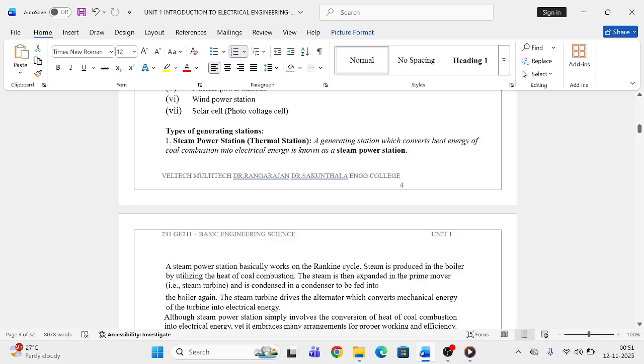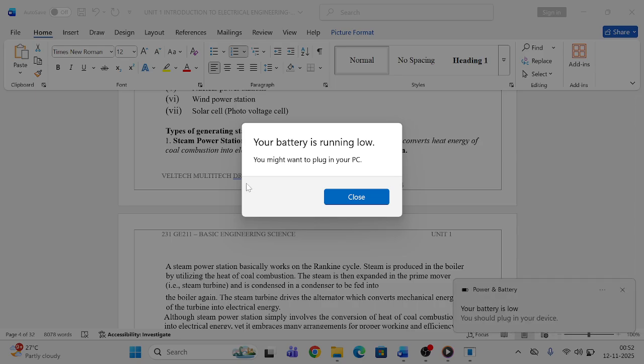This steam power station is also called as the thermal power station. Here there are four processes involved in this steam power station. First one is here the water is heated in a boiler to form steam. Then the high pressure steam is used to rotate the steam turbine which produces mechanical work. Then the exhaust steam from the turbine is condensed back into water in a condenser. Finally water is pumped back to the boiler to repeat the cycle. It works on the Rankine cycle.